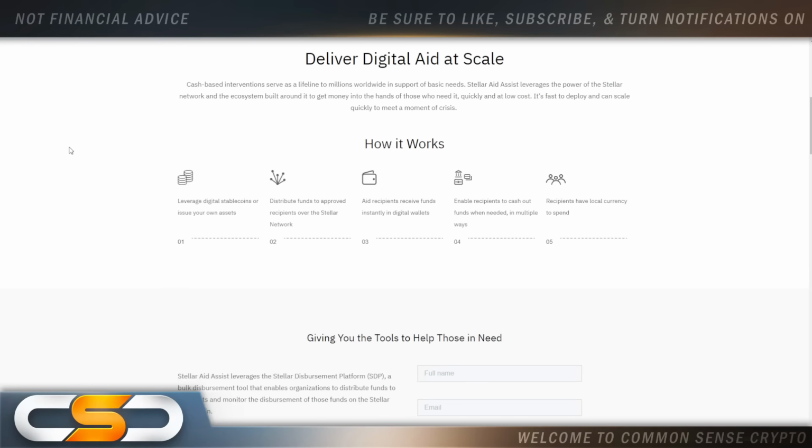So, deliver digital aid at scale. Cash-based interventions serve as a lifeline to millions worldwide in support of basic needs. Stellar Aid Assist leverages the power of the Stellar network and the ecosystem built around it to get money into the hands of those who need it, quickly and at a low cost. It's fast to deploy and can scale quickly to meet a moment of crisis.